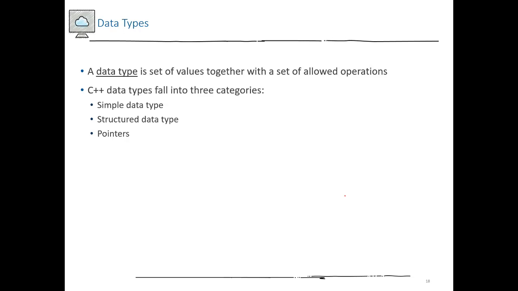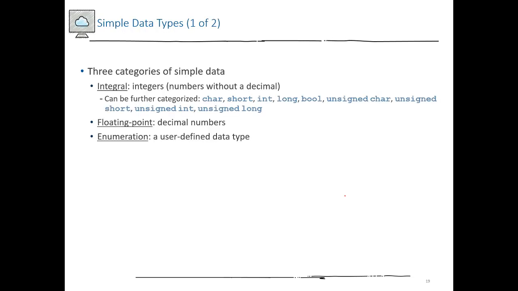Data types. A data type is a set of values together with a set of allowed operations. What are the different data types? Integers are a data type. Floating numbers are data types. Double is a data type. And then you have your own data type called enumeration. So there are different data types: simple data types, structured data types, and then pointers. Pointers are pretty unique to C and C++ that you're going to learn later on.